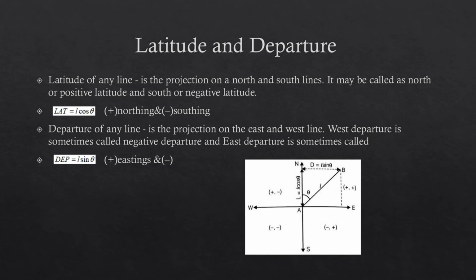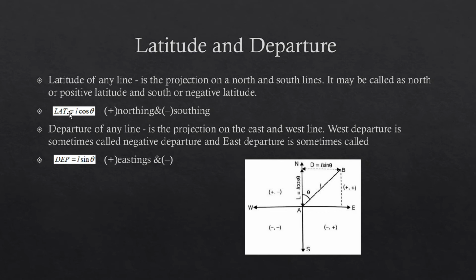So, departure of any line naman is yung projection ng east and west line. So, west departure is sometimes called negative departure, and east departure is sometimes called positive departure. Okay. So, para makuha yan, ito. So, meron tayong makukuha na formula gamit dito sa figure na yan.